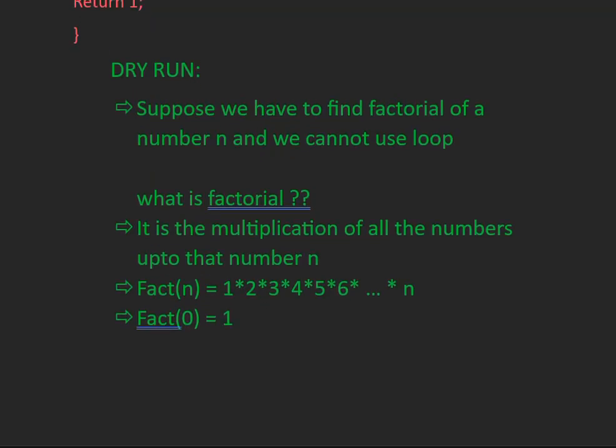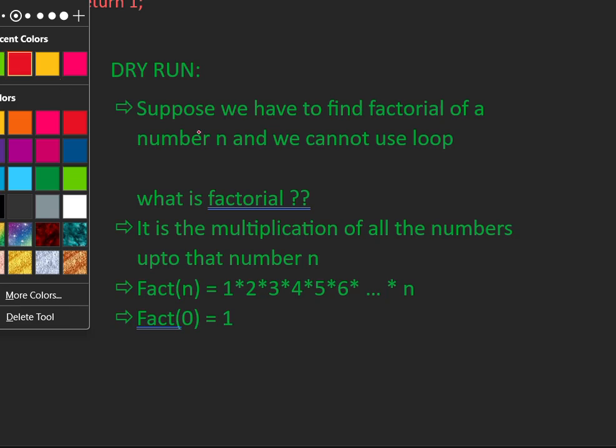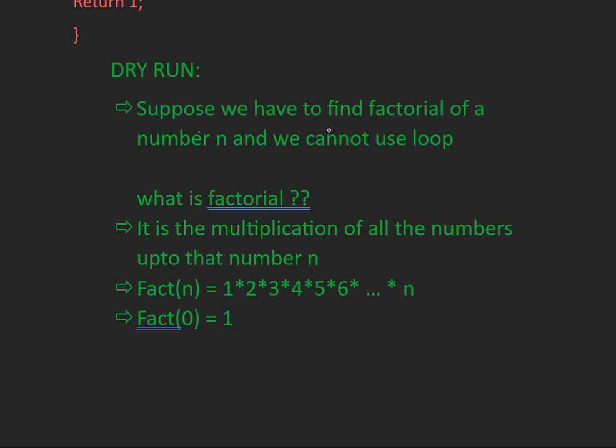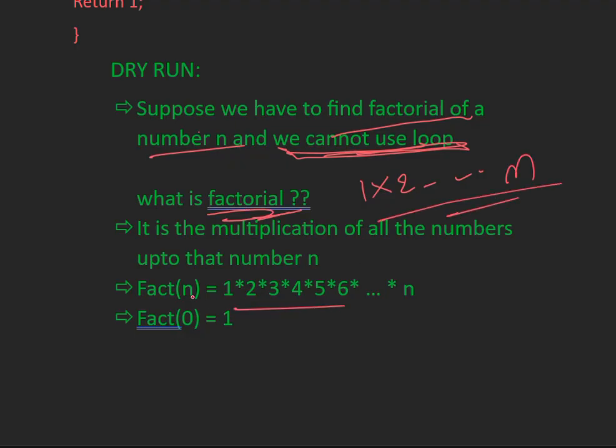So let's see another example. Suppose we have to find the factorial of a number n, and it is given that you can't use a loop. So the first question is, what is factorial? The factorial of a number n is the product of all numbers up to n. So factorial of n is 1 2 3 4 up to n, the product of all numbers up to n. And factorial of 0 is 1. So keep this also in mind, factorial of 0 is 1. It is not 0, it is 1, right?